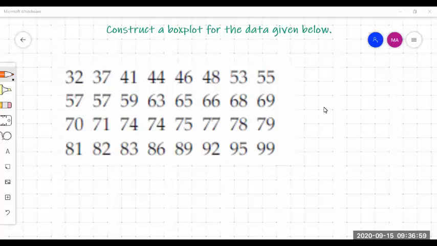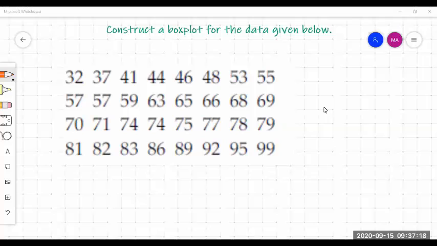All right, so this is our one example. Construct a box plot for the data given below. So this is our data here, right? Starting with 32, 37, 41, 44, all the way, you see a lot of numbers there.